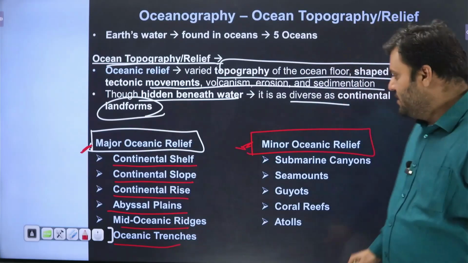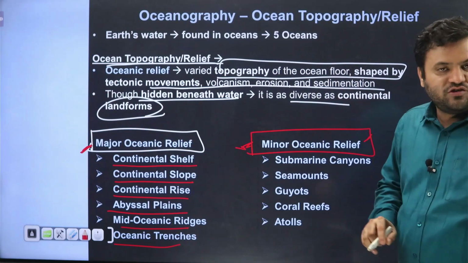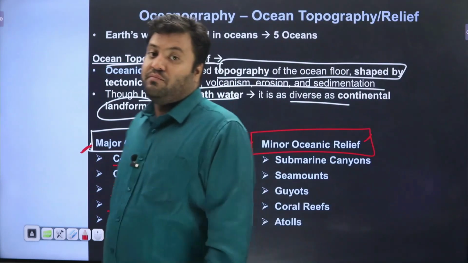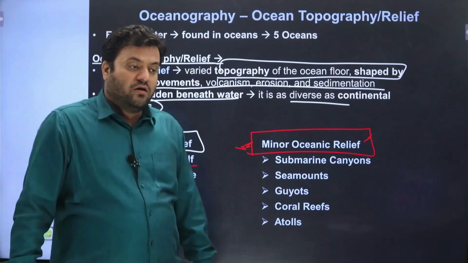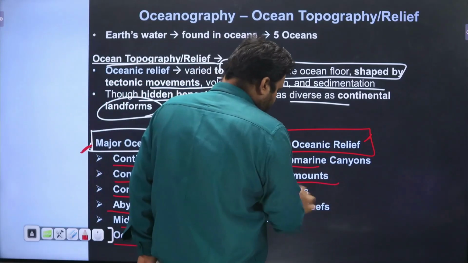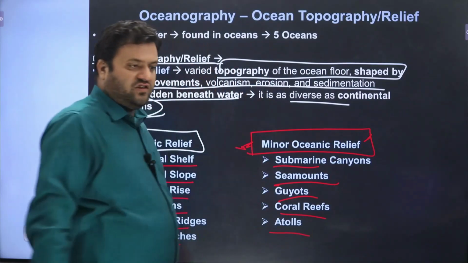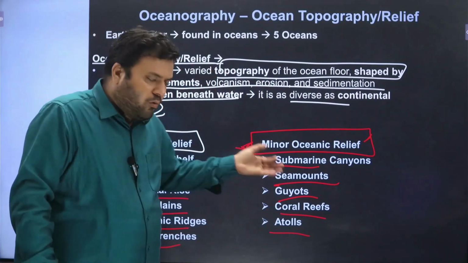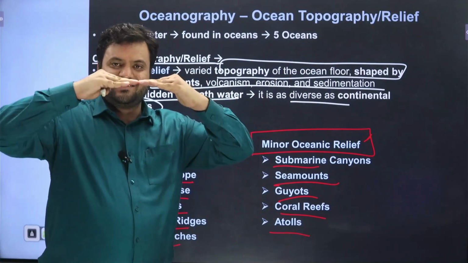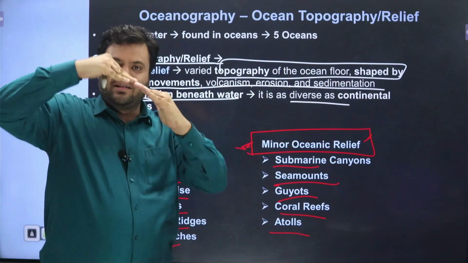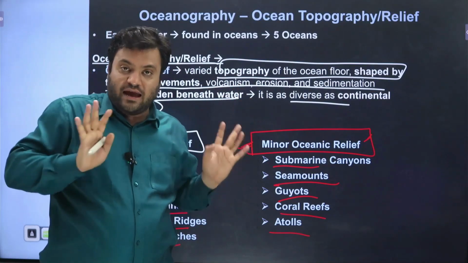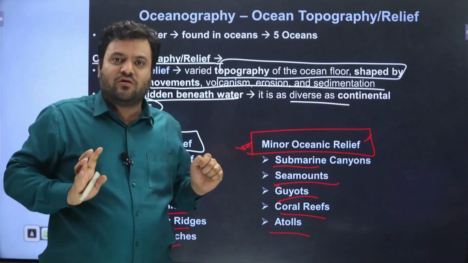relief features. When it comes to the minor oceanic relief features, here you have submarine canyons, guyots, seamounts, coral reefs, and atolls. We will see what these are. These are actually the topographical features. So you have to focus on what kind of relief features are there, whether it is like this, whether it is like this, whether it has a form like this. You have to see the slope, how it looks. That is what topography or relief is.